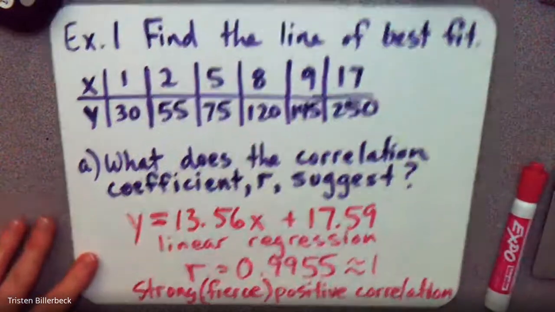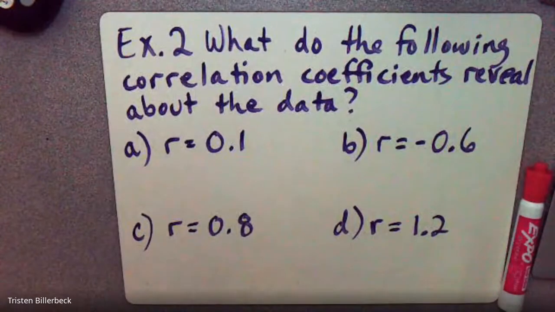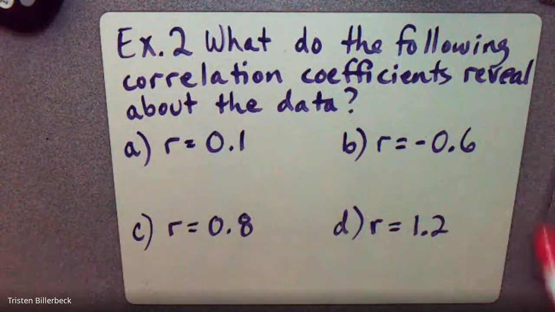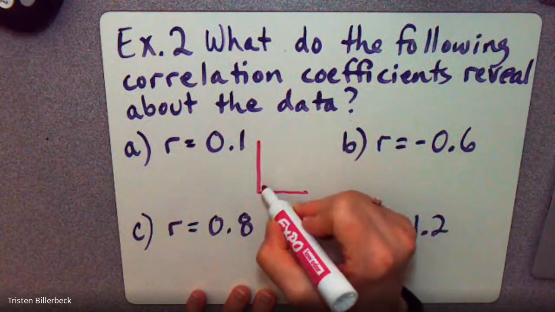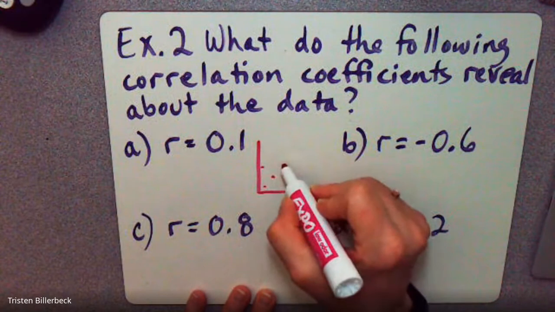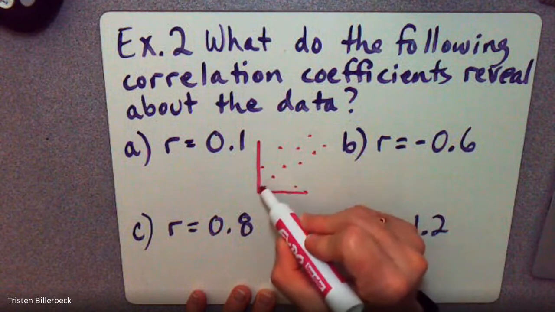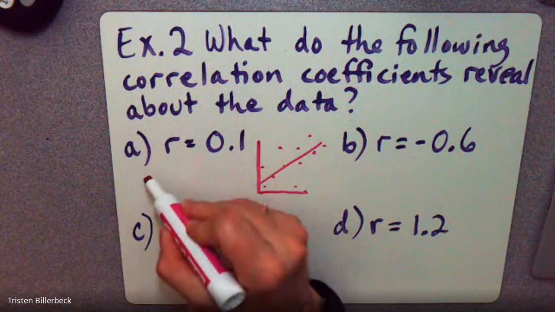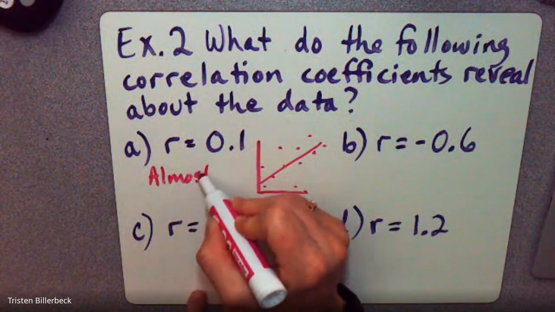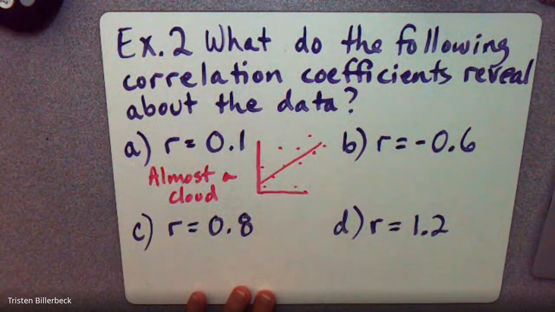All right. So let's look at these correlation R's to figure out what we are looking at. Okay, so this R of 0.1, I'll draw you a picture of what 0.1 would look like. Where you could kind of say, hey, there's really something going on like that. It's almost a cloud of data, but you could kind of pick something out.